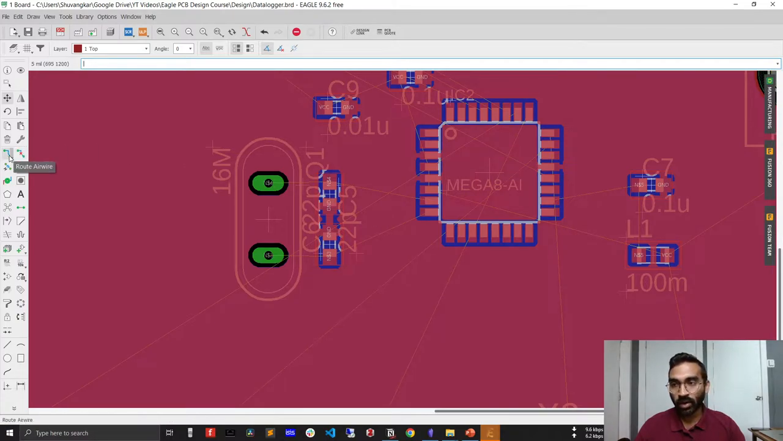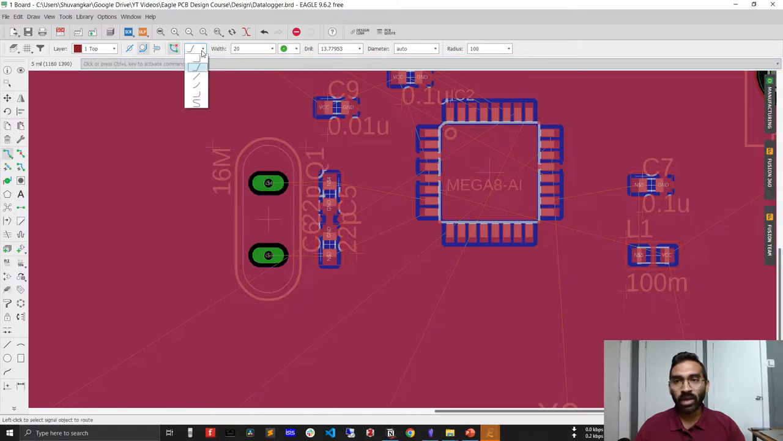So let's get the wire tool, I mean route tool. After that, we see that there are many types of wire bend. The first one is 90 degree, and the second one is 45 degree. That is also called 135 degree. And the third one is the straight and the rest are the circular type of wire bend. So let's get started with 90 degree.